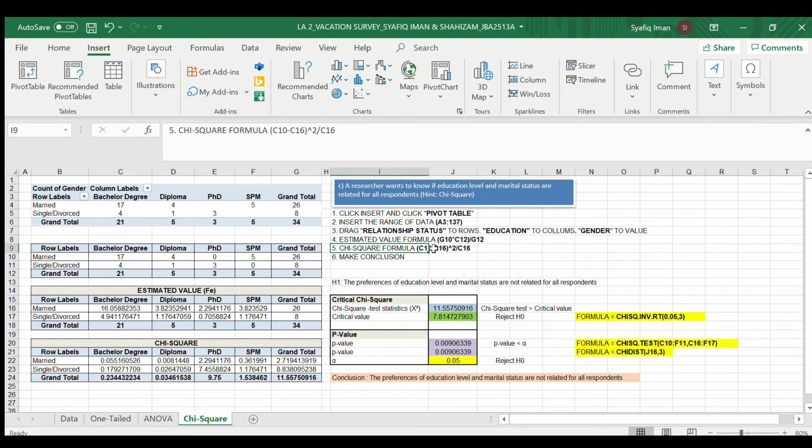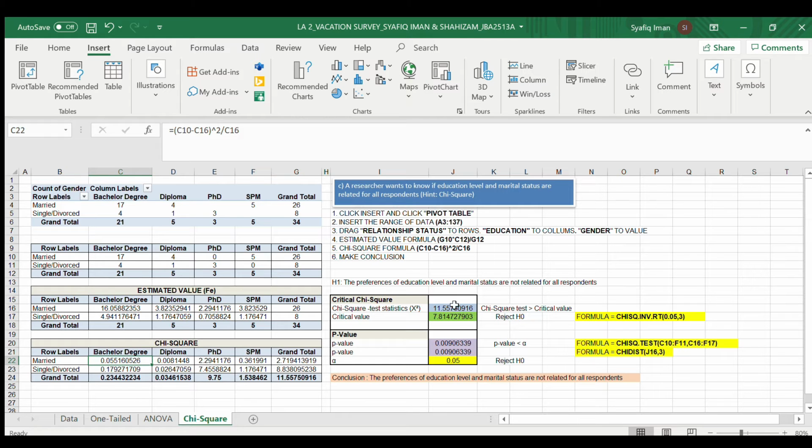Then you need to calculate the chi-square. For the chi-square, the formula is C10 minus C16 squared, divided by C16. So you will get the chi-square and total is for x2.